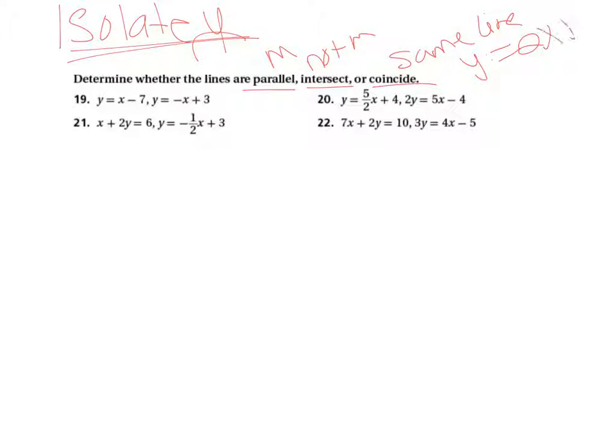If you ended up with y equals 2x plus 4 and you already had y equals 2x plus 4, once we isolate y, then since those lines are exactly the same, they have the same slope and the same y-intercept, they coincide. Please complete numbers 19 through 22. We can check our answers using the textbook.